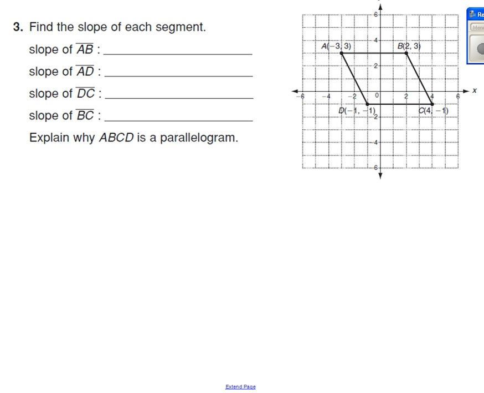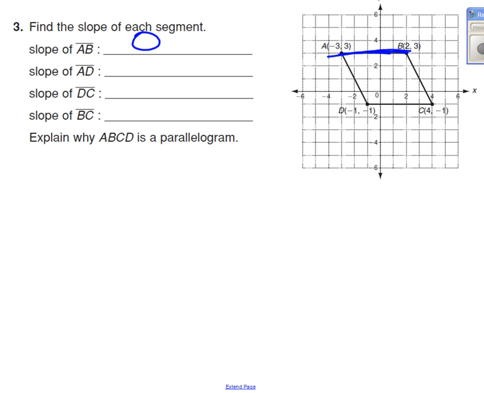7th graders. Okay, so Trigo says she can't do her homework, so let's do the homework. So number 3, slope of AB. So AB is this line here, correct? Okay, if it's a horizontal line, what's the slope? 0. We're done.